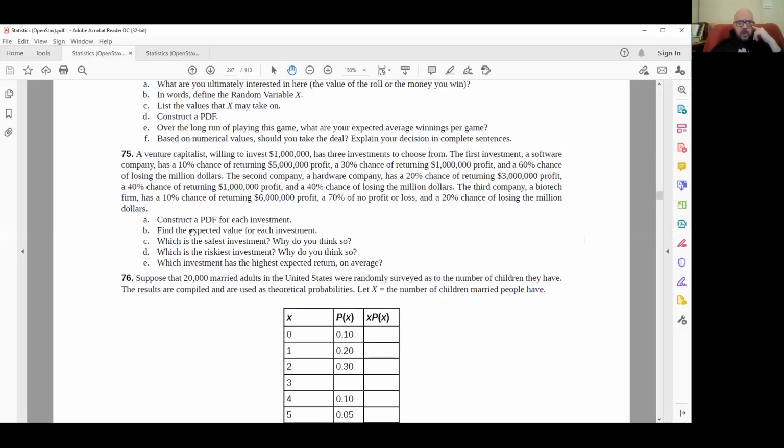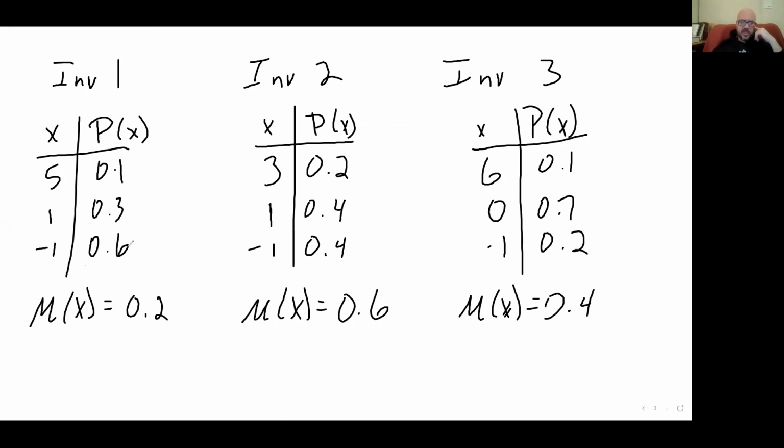Riskiest: to me, this means which one is most likely to cause a loss, which is investment 1. Investment 1 has a 60% chance of losing the $1 million. So to me, that's the riskiest one. You could think of risky as most likely to not return a profit, in which case investment 3 is the riskiest, right? 90% chance of no profit. But if losing money is what you consider risky, then the first one has the riskiest investment.